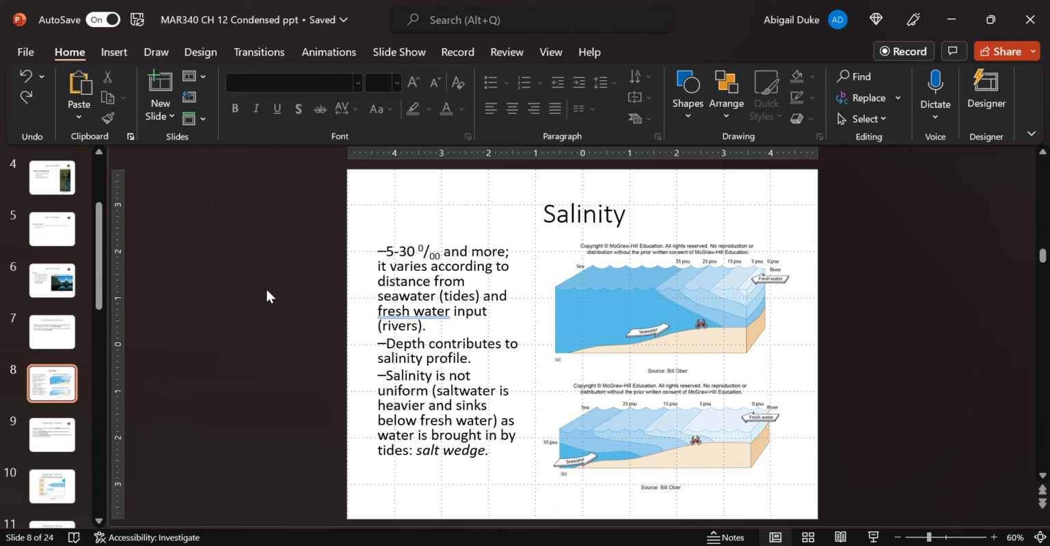Anyways, it's not 35%. I can't remember what this little thing means, but it's -5 to 30, not necessarily percentage, and it varies according to distance from seawater, tides, and freshwater input from rivers. Depth contributes to the salinity profile. Salinity is not uniform. Saltwater is heavier and sinks below the freshwater as water is brought in by tides, which creates a salt wedge. The image that you see is a pretty good one.